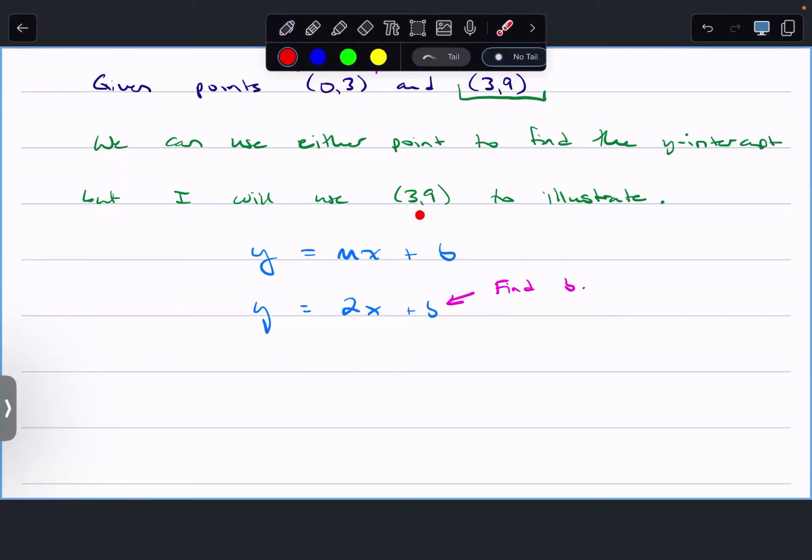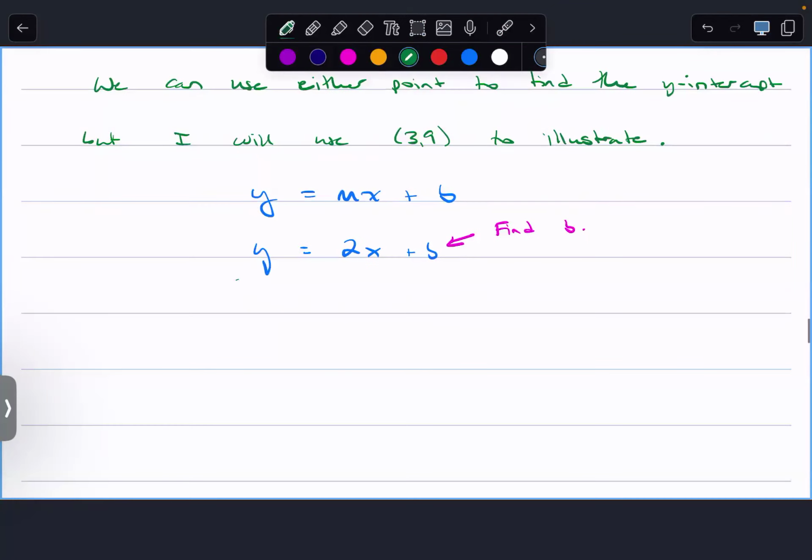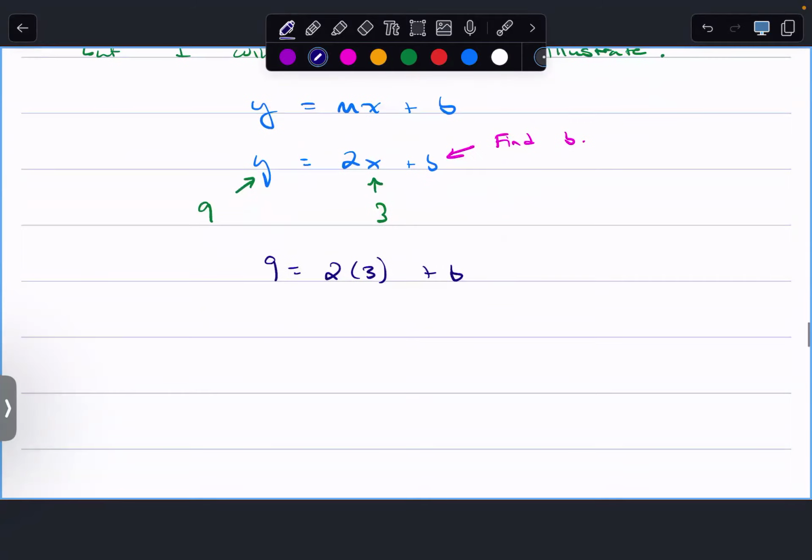If I know (3, 9) is on this line, can't I just use that 3 as my x and the 9 as my y? Sure can, right? 9 and 3, just temporarily. I know those 2 points are on this line. In fact, I'm trying to force them to be on this line, right? So then I get 9 is equal to 2 times 3 plus b. All of a sudden, not too bad solving for b, right? So b is going to be 9 minus 6.